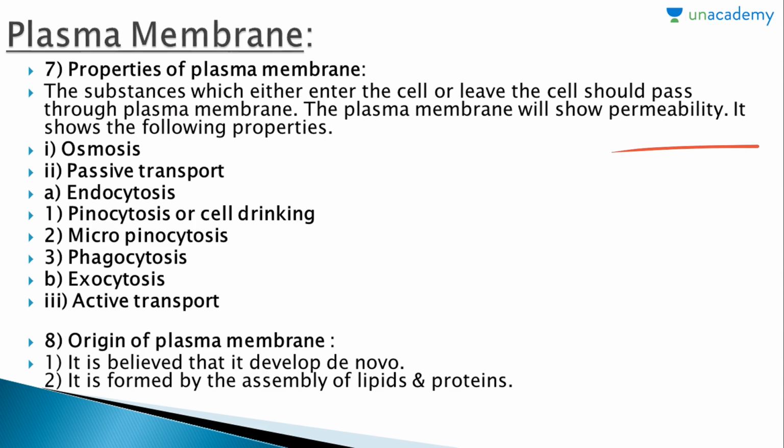It shows the following properties: osmosis, passive transport, endocytosis, pinocytosis or cell drinking, micropinocytosis, phagocytosis, exocytosis or active transport. Next, we have the origin of plasma membrane. It is believed that it developed de novo. It is formed by the assembly of lipids and proteins.